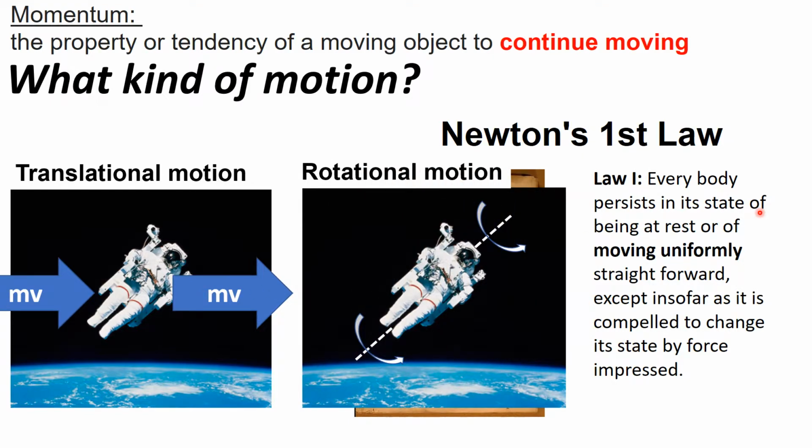What about if this guy in outer space was rotating somehow? Would this continued motion apply to rotational motion as well as translational motion? What do you think? Is he going to just keep rotating and keep rotating? And what would stop him from rotating out here? Just like he would keep moving, what would stop him from moving?